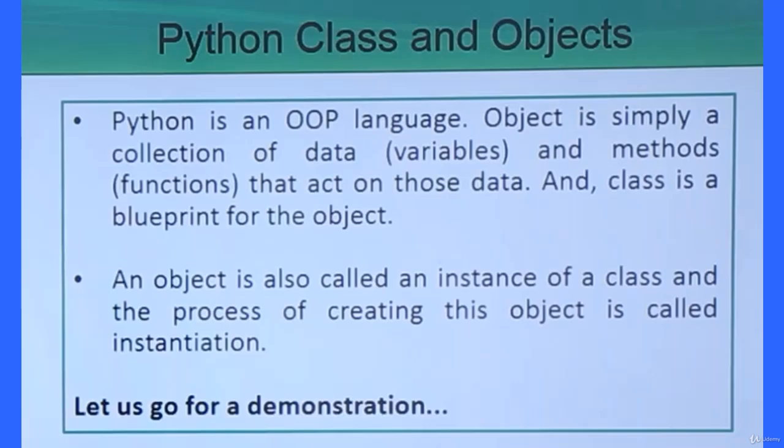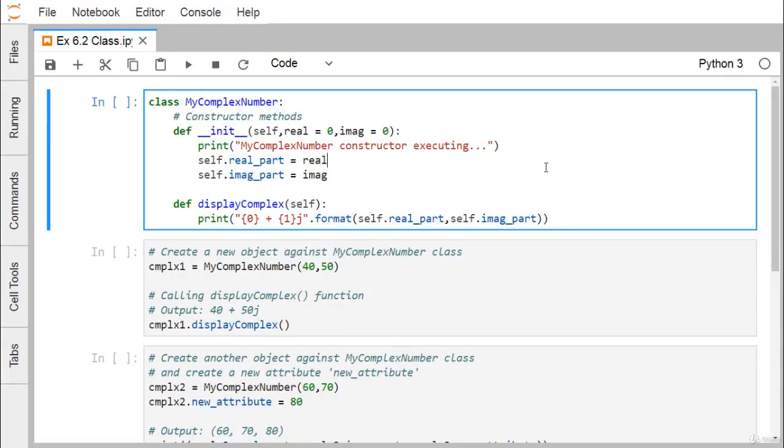So let us go for one practical demonstration to show you how these class and object concepts can be used in our Python coding. In this example, we are defining one class. The name of the class is myComplexNumber. And here we are defining one constructor. We know that the constructor method will have the name __init__ in Python, irrespective of the name of the class.